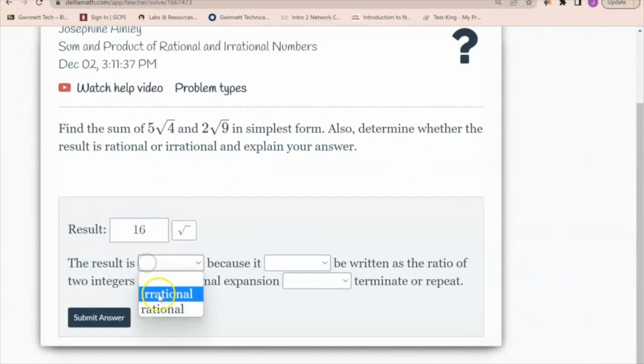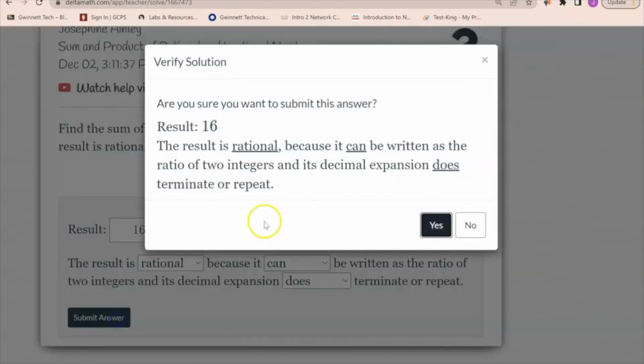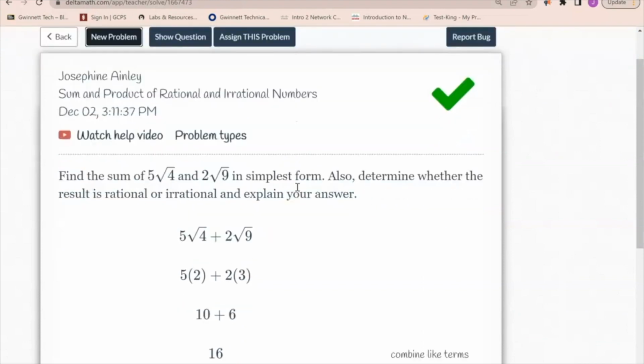Okay, yes, this is rational because it can be written as a ratio of 2 integers and its decimal expansion does terminate or repeat because it's 16.0. Okay, so again, the 3 things that have to be true about rational or irrational numbers is they can be written as a fraction of integers, the decimal terminates, or the decimal repeats. If it doesn't do one of those things, then it's irrational.